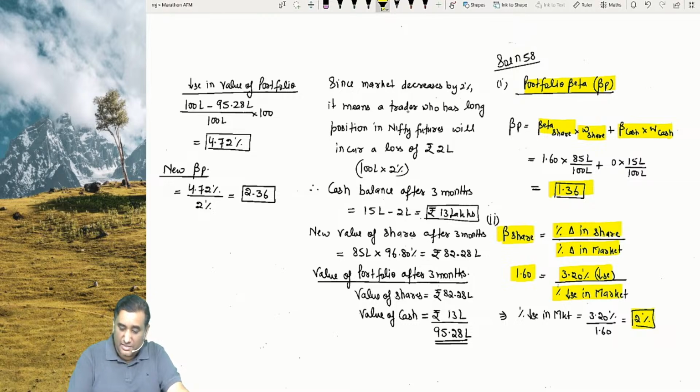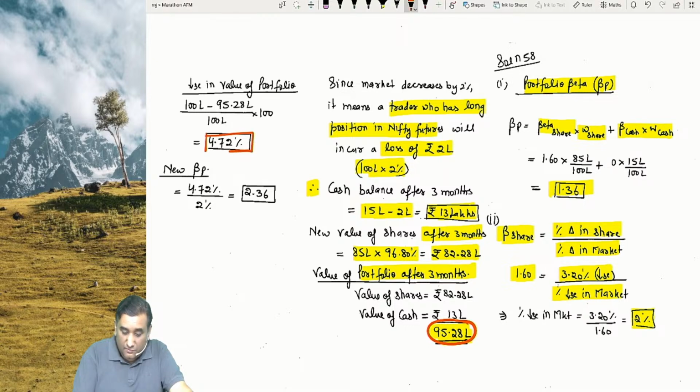Market declined by 2 percentage. Trader who has a long position will incur a loss of what? How much lakh? Sorry, 100 lakh into 2. Therefore, cash balance after 3 months is equal to 15 lakh minus 2 lakh. New value of share after 3 months 85 lakh into 98.6. Value of portfolio after 3 months, call it as 100 lakh, becomes 95.8. Decline came how much? 4.72.